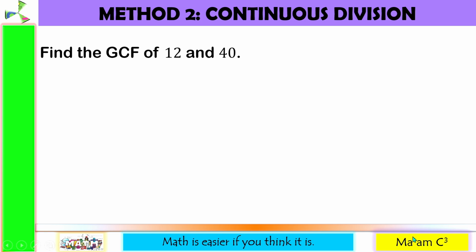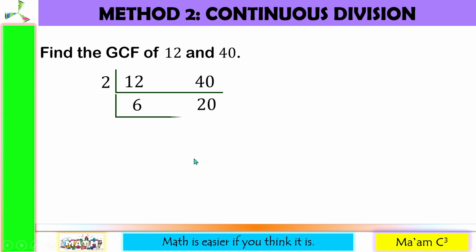This time, method 2, continuous division. Again, same problem. I'm just going to rewrite them, 12 and 40. Then I'm going to create a line like this and think of a number that can divide 12 and 40. That would be 2. 12 divided by 2 is 6. 40 divided by 2 is 20. 6 and 20 can be divided by 2, so I'll create another line again and I'll put 2 here. 6 divided by 2 is 3. 20 divided by 2 is 10.